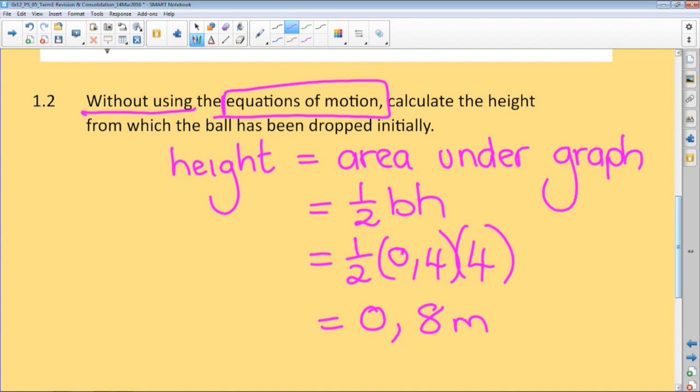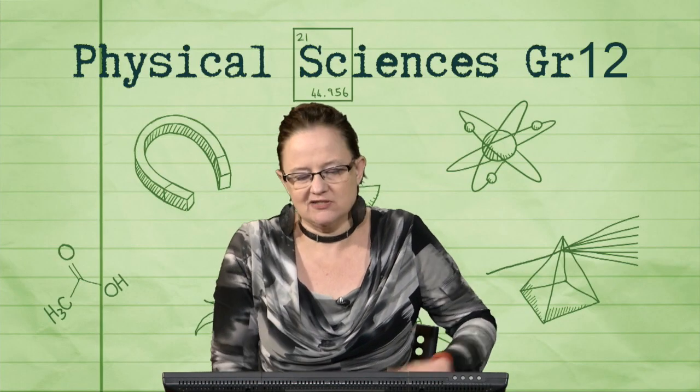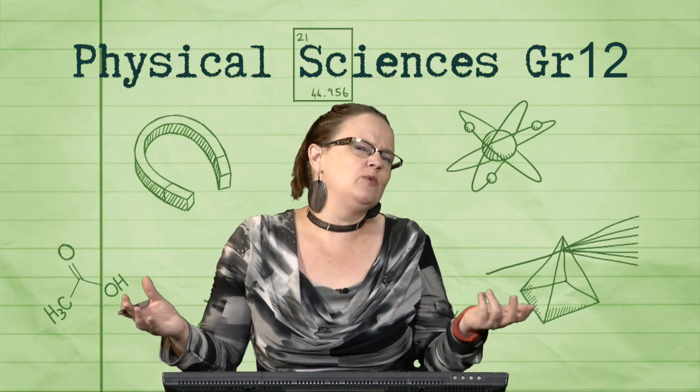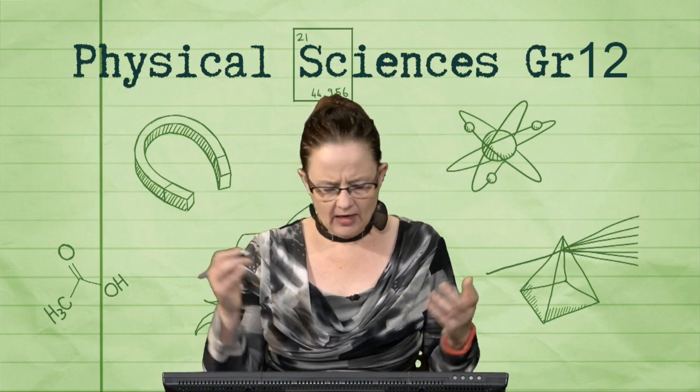Okay, guys, you have to show me those two. You have to tell me height is area under the graph. You have to obviously do your substitution, and then don't forget your units. And I don't need to put a direction on this because it's the height from which it was dropped. We know what it was dropped from, okay? But we would be so lucky that this is all they ask. Never.